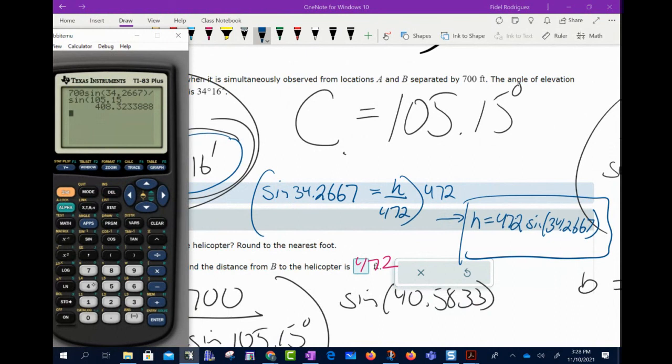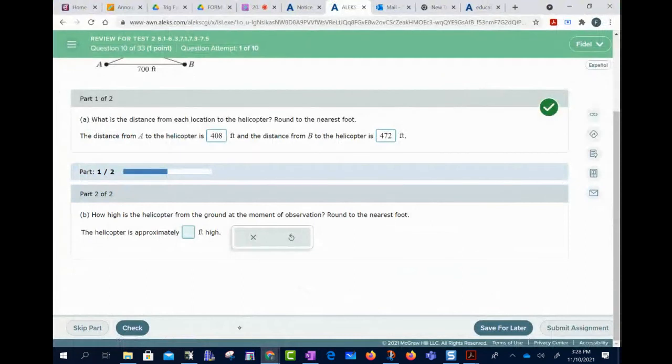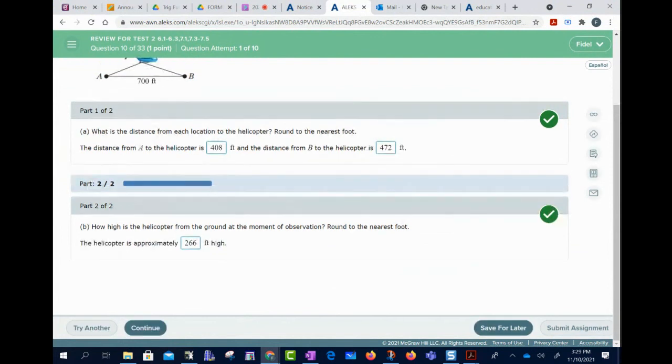And so let's do that. 472 times the sine of 34.2667, and hit enter. And if I'm still going to the nearest foot, I would say 266. Right, so height is 266. And when we come back over here, we'll type in 266. We'll check it, and we got it.